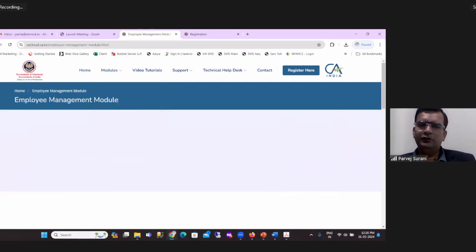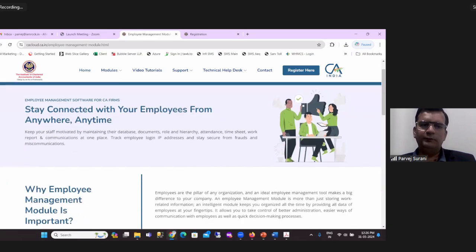Employee management is also available. So your employees also stay connected with the practice management software anytime, anywhere. You can assign a task to your employee anytime, and then your employee will get a notification for it, and they can work from anytime, anywhere. You can also keep your staff motivated by maintaining their databases, documents, role and hierarchy, attendance, timesheet, work report, and communication at one place.